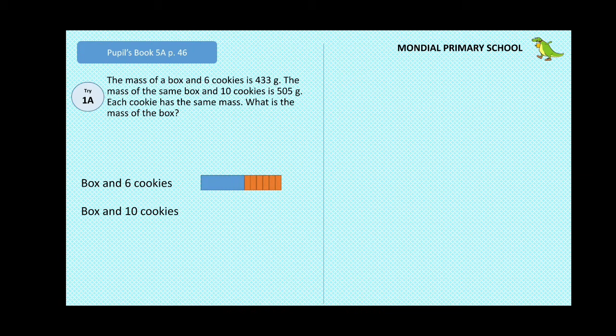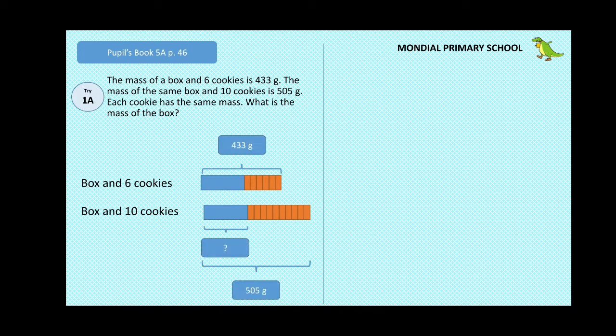How about the second part? Yeah, like the first one, but now we need to draw 10 small boxes to represent the mass of 10 cookies, like this, okay? What do we need to find? Fantastic! We need to find the mass of the box. But before that, what should we do? Good job! Find the mass of 4 cookies.